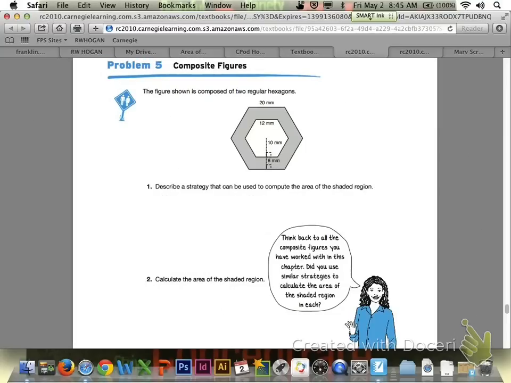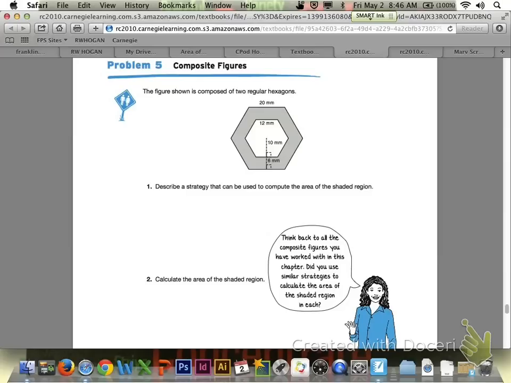We are also going to skip problem 4 in 13.6, so you can turn to page 892, and your homework is going to be problem 5. Again, you have a composite figure. Write down some strategies that you can use to find the area of the shaded region. And in number 2, you have to calculate what the area of the shaded region is going to be.